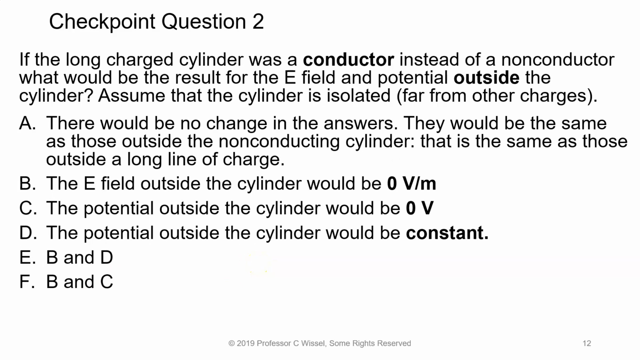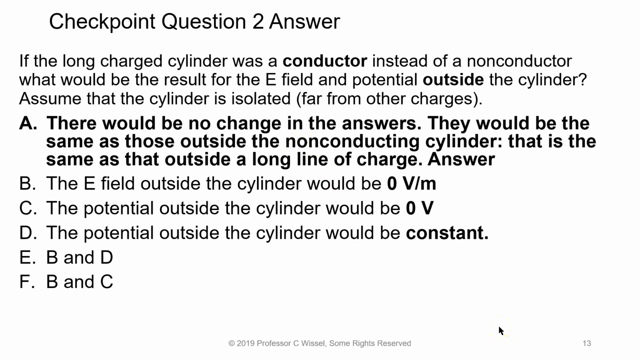If the large cylinder was a conductor instead of a non-conductor, what would the results for the E field and potential outside the cylinder be? We're going to again assume the cylinder is isolated, far from other charges. Well, once you get outside, only the Q enclosed counts, so it doesn't matter where it is in the cylinder. It can be on the surface. If you're outside the cylinder, Q enclosed is still all the charges on the surface. And since it's the same amount of charge, it's going to be the same. So it won't make any difference. There'll be no change in the answers. They would be the same as those outside of non-conducting cylinders, and that is the same as those outside a long line of charge. When you're outside, it's the same, regardless.